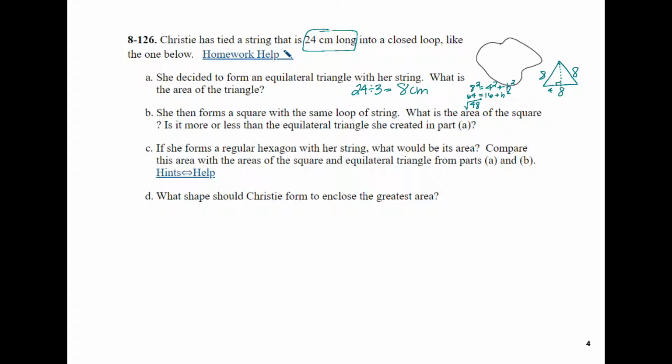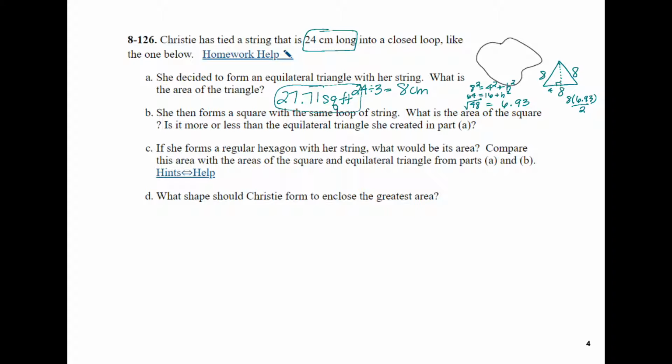which is approximately 6.93. To find the area, we take our base times our height divided by 2. So 8 times 6.93 divided by 2 would tell us that the area of the triangle would be about 27.71 square feet.